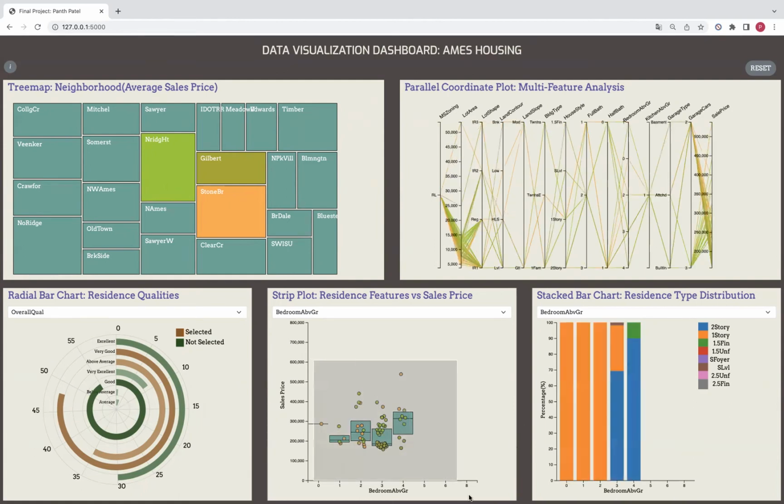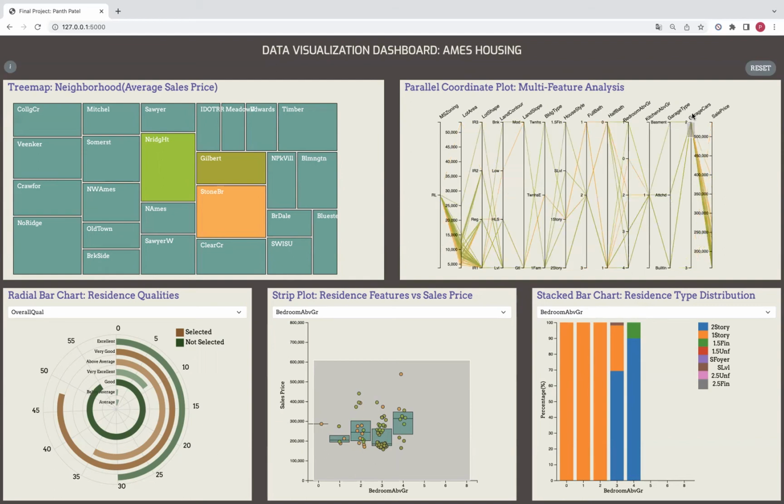And over here, the parallel coordinate plot gives multiple features, and having multiple features side by side gives the benefit of doing analysis for multiple features at the same time. It's interesting to note here that garage cars means how many cars one can put in the garage of these houses.